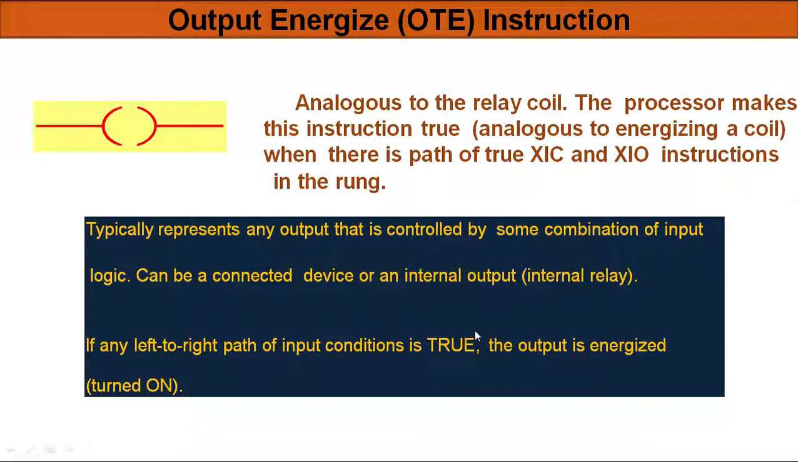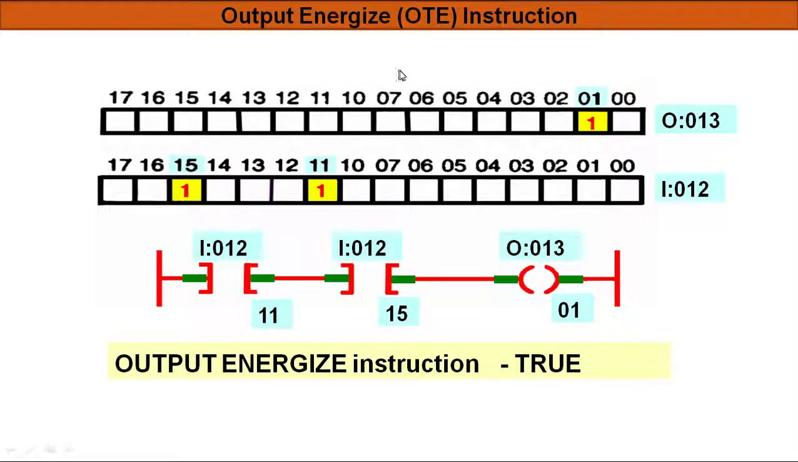Then this is analogous to the output energize, OTE instruction, analogous to a relay coil. The processor makes the instruction true when there is a path of true. Typically it represents any output that is controlled by some combination of logic. It can be a connected device or an internal output. If there is any left to right path of unconditioned true, the output is energized, turned on. Output energize, OTE instruction.